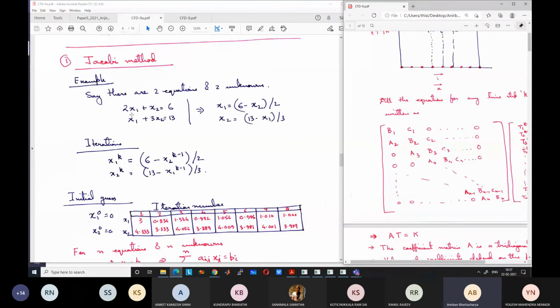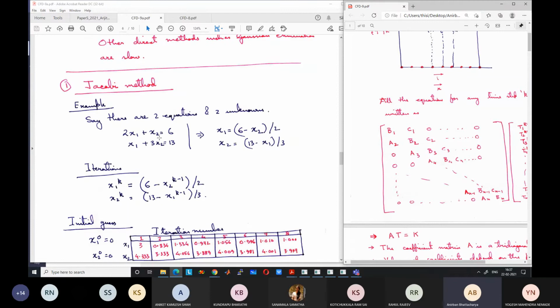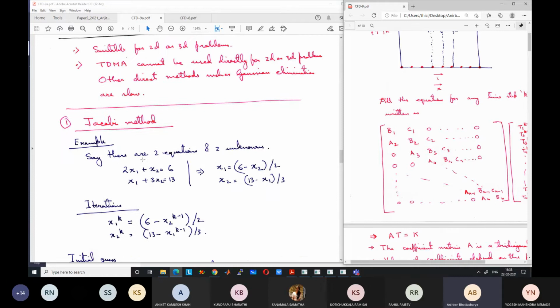Okay. So let us consider 2 equations and 2 unknowns, instead of n equations and n unknowns. The first method we are going to consider is the Jacobi method. I have just written 2 random equations. x1 and x2 are the unknowns: 2x1 plus x2 equal to 6 and x1 plus 3x2 is equal to 13. What is the correct value of x1 and x2?